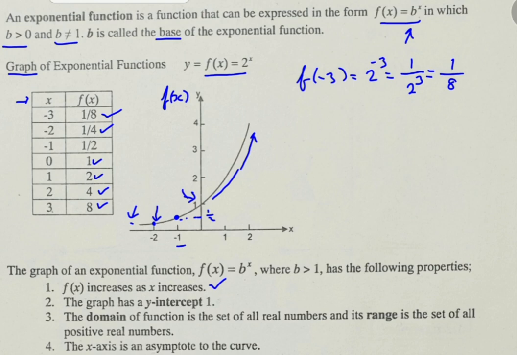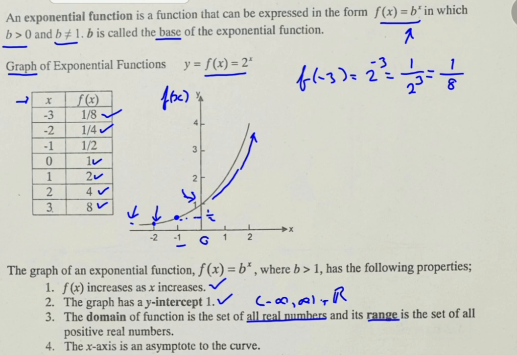The graph has a y-intercept 1. You have seen this. If x is 0, b to the power 0 is 1 always. And the domain is all possible x values, as you can see in the graph. You can enter any value in x, negative, 0, positive, any value. So domain is the set of all real numbers, negative infinity to positive infinity, or you can write R.